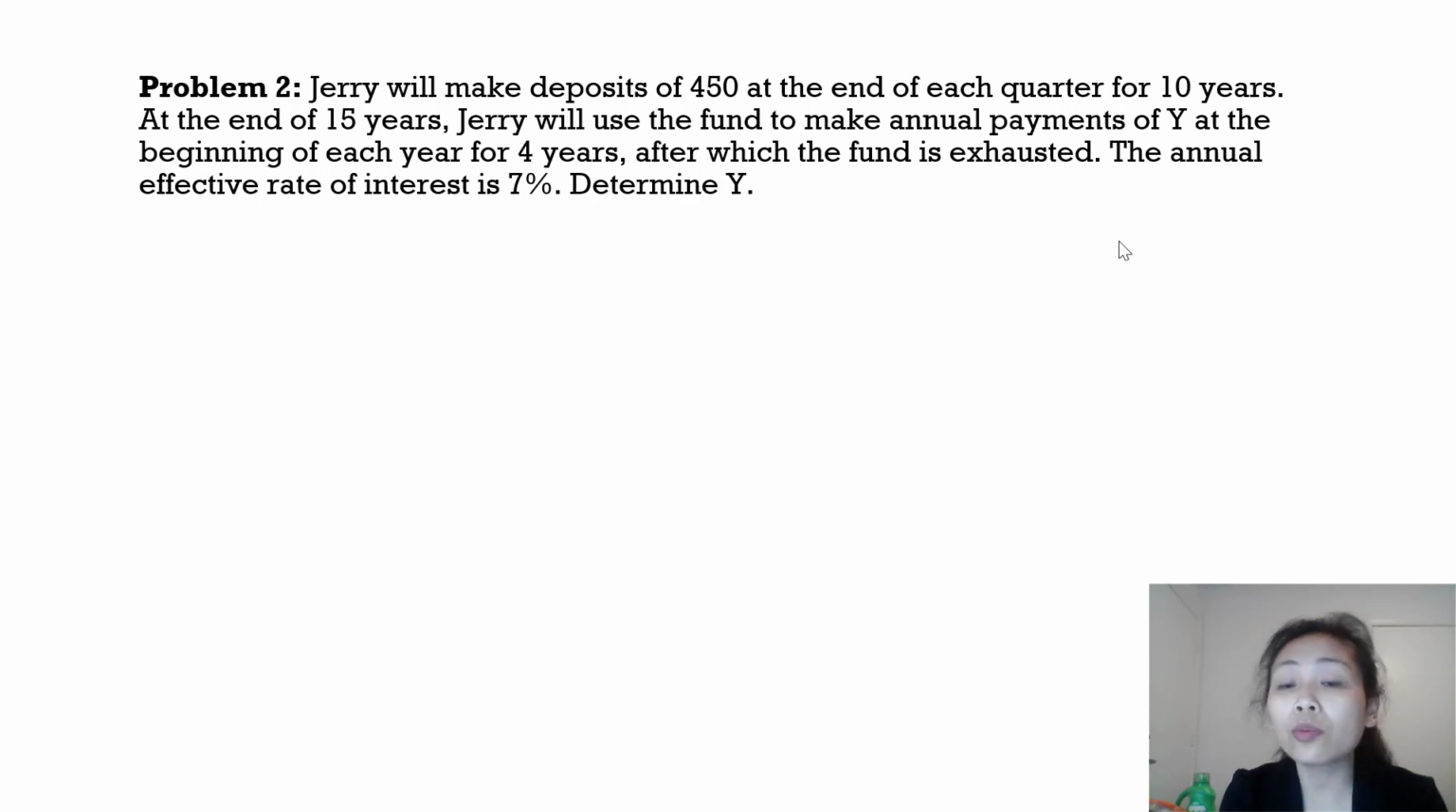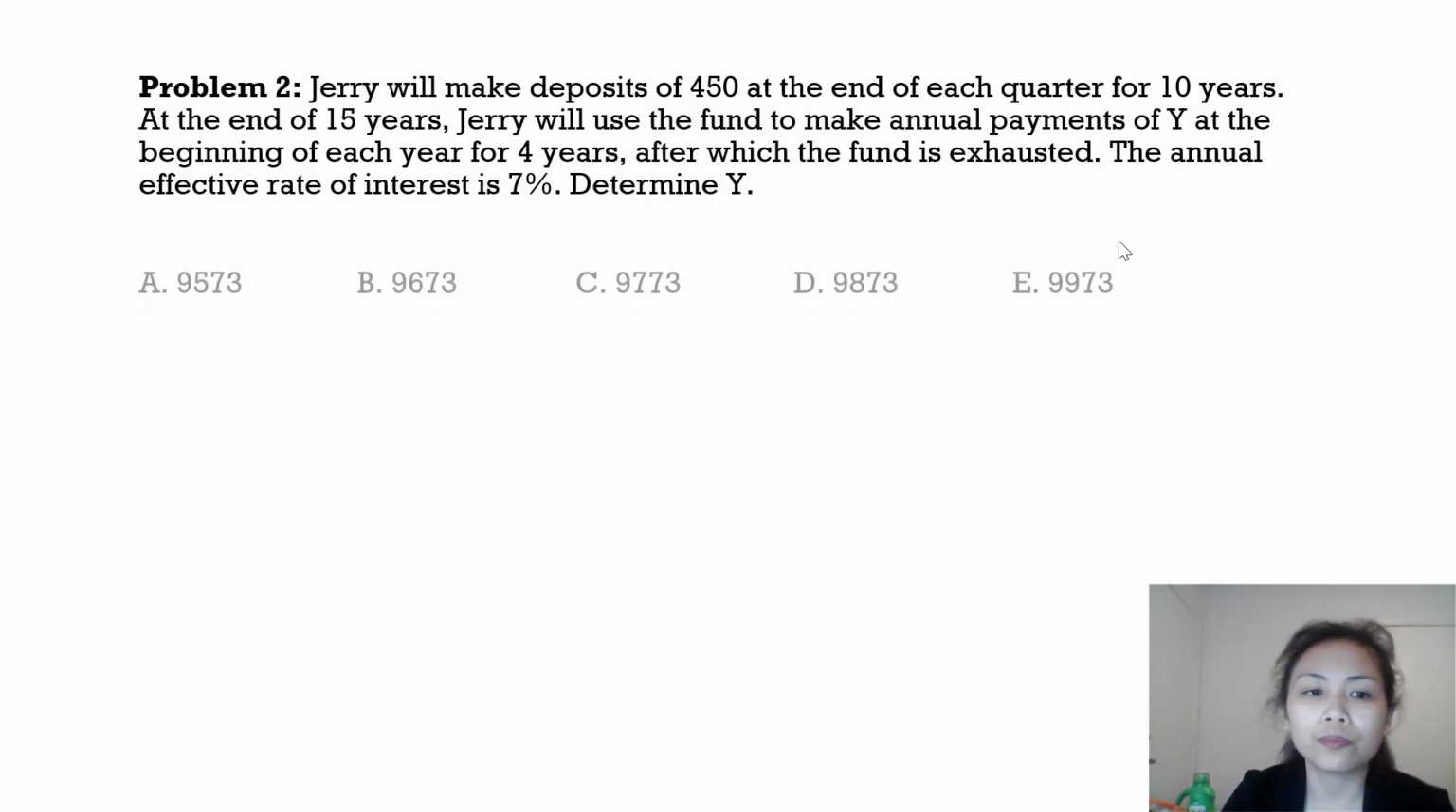And after we make no payment at all, then wait 5 more years, we start our withdrawals. So the best way to do this one is break it into stages. So the first case, we are going to find the accumulated value at the end of 10 years first. Then we are going to find the accumulated value at the end of 15 years, and use it as the present value for the next withdrawals.